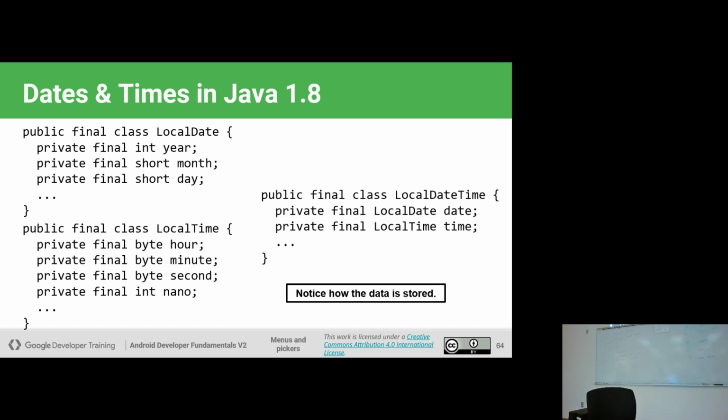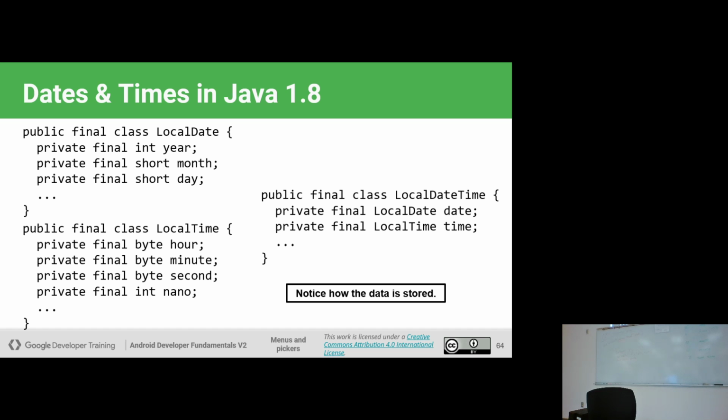Right? LocalTime is on a similar note. So I've got a byte for the hour, a byte for the minute, a byte for the second, and an integer for nanoseconds. You want to go down to that precise. Super simple. You'll notice that they're all marked final, right? Why are they marked final? What effect does that have? That's what makes them immutable. Yeah, that's really what forces them to be immutable.